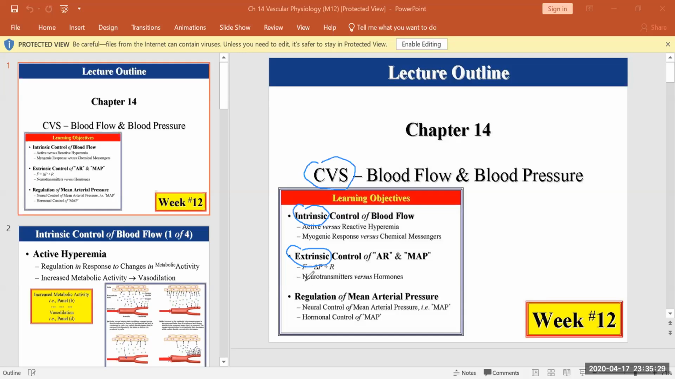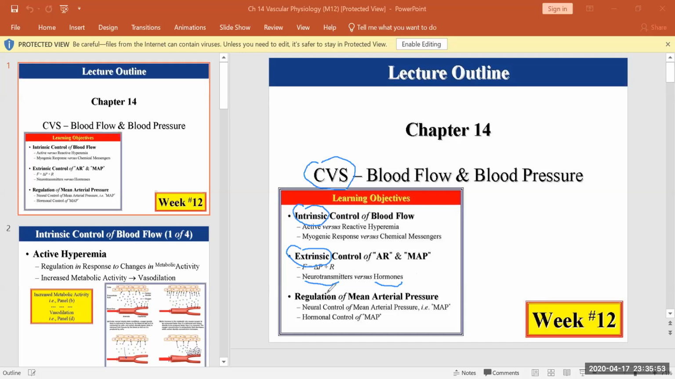That's why underneath here you see neurotransmitter. So that's the chemical messengers released by the nervous system affecting vascularization, or hormones, chemical messengers coming from the endocrine system performing the same objective, meaning affecting blood flow.